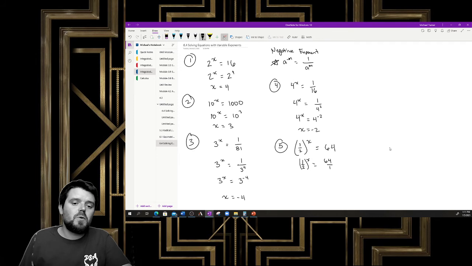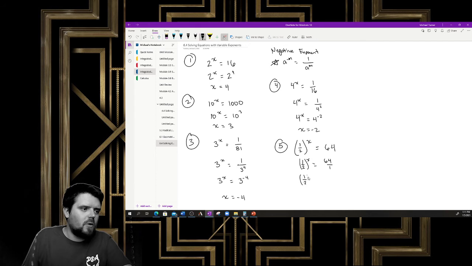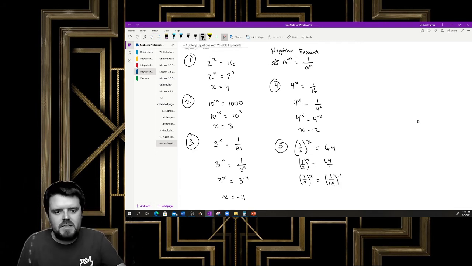Now if I wanted to invert this, if I wanted to flip it, I would need to raise that 1 over 64 to a negative power. Right? Negative power basically flips the fraction. It moves the bottom to the top or top to the bottom or both if it's a fraction where I have both a numerator and a denominator.